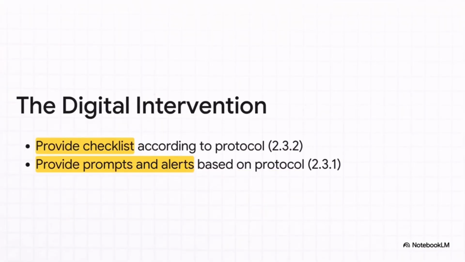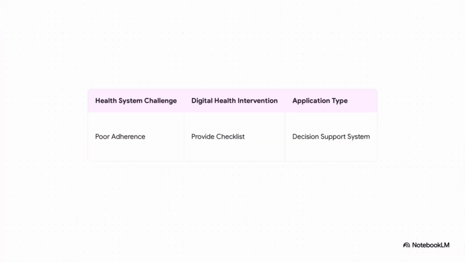So the framework offers these great digital job aids, things like an intervention to provide a checklist, or one that provides prompts and alerts. These act like a digital co-pilot or a safety net, just gently guiding the health worker to make the right call at the right moment. Now, what's really interesting is how this connects to a more sophisticated type of application. The challenge of sticking to guidelines is tackled by an intervention like a digital checklist, and that is delivered through a more advanced application type, a decision support system, which might be built right into a patient's electronic health record.